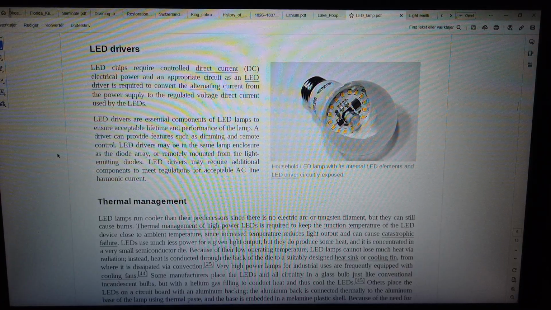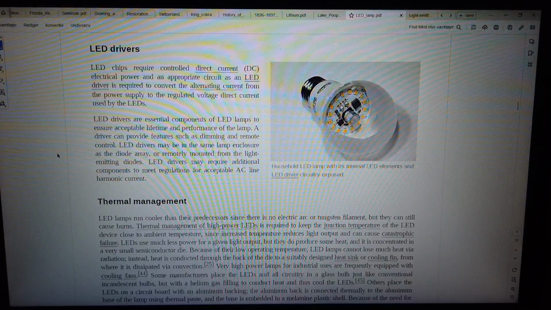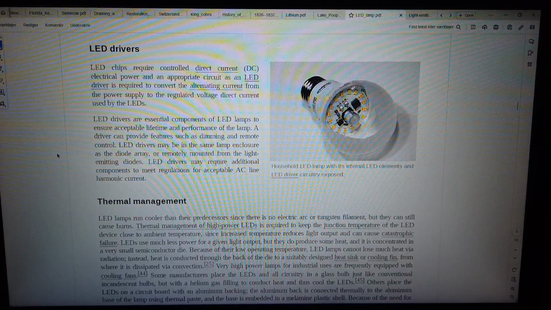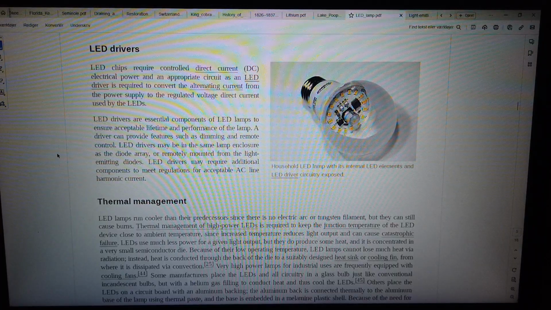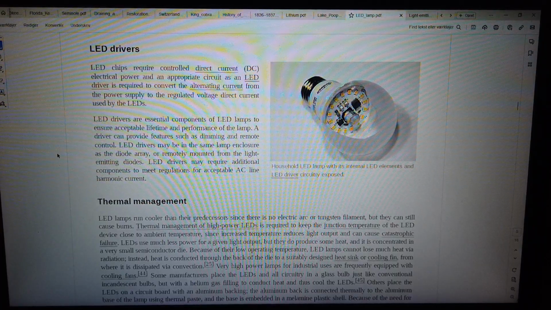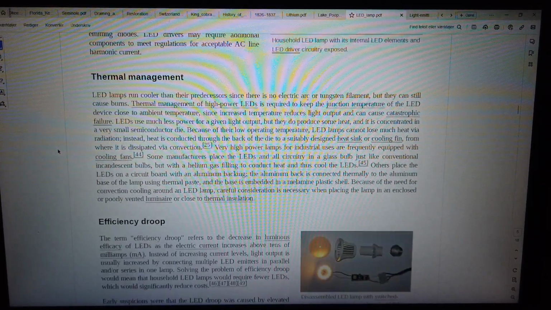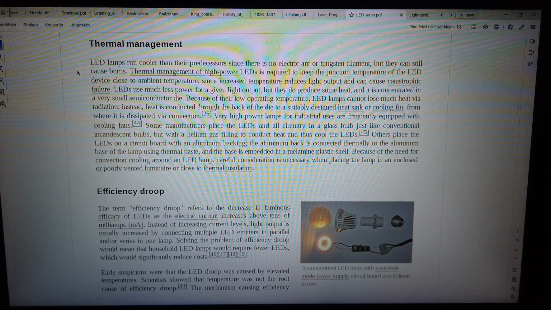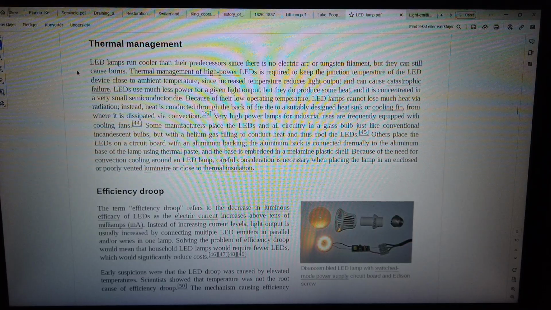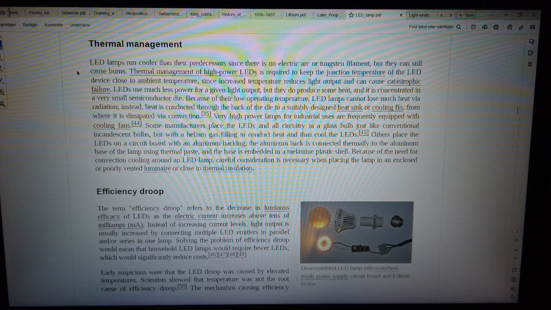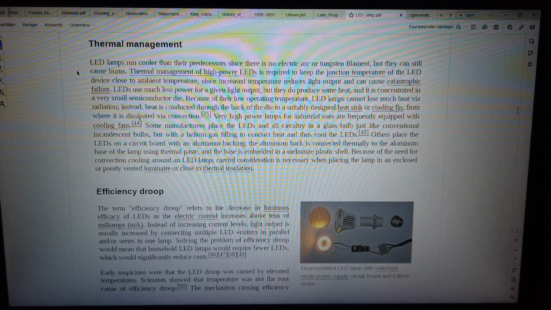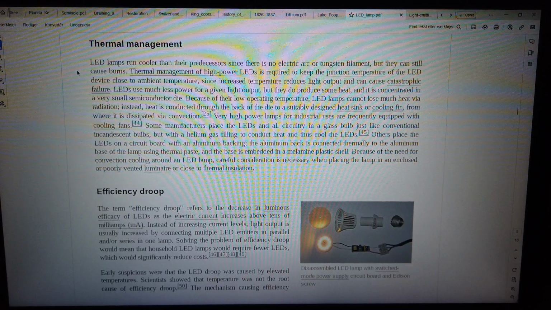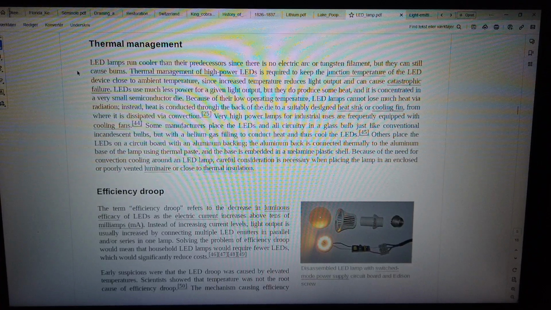LED drivers may be in the same lamp enclosure as the diode array, or remotely mounted from the light-emitting diodes. LED drivers may require additional components to meet regulations for acceptable AC line harmonic current. Thermal management. LED lamps run cooler than their predecessors since there is no electric arc or tungsten filament, but they can still cause burns. Thermal management of high-power LEDs is required to keep the junction temperature of the LED device close to ambient temperature, since increased temperature reduces light output and can cause catastrophic failure.